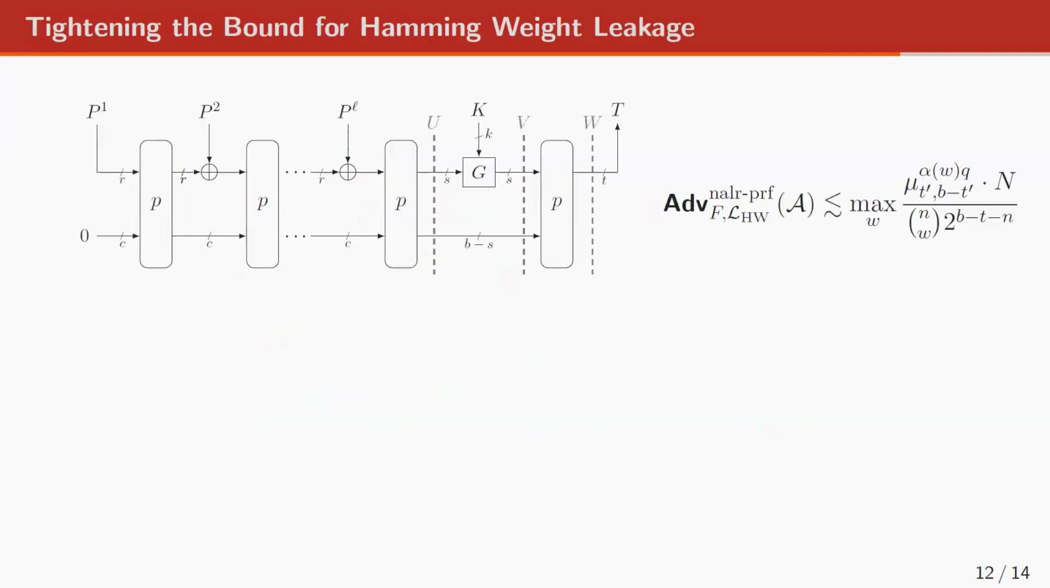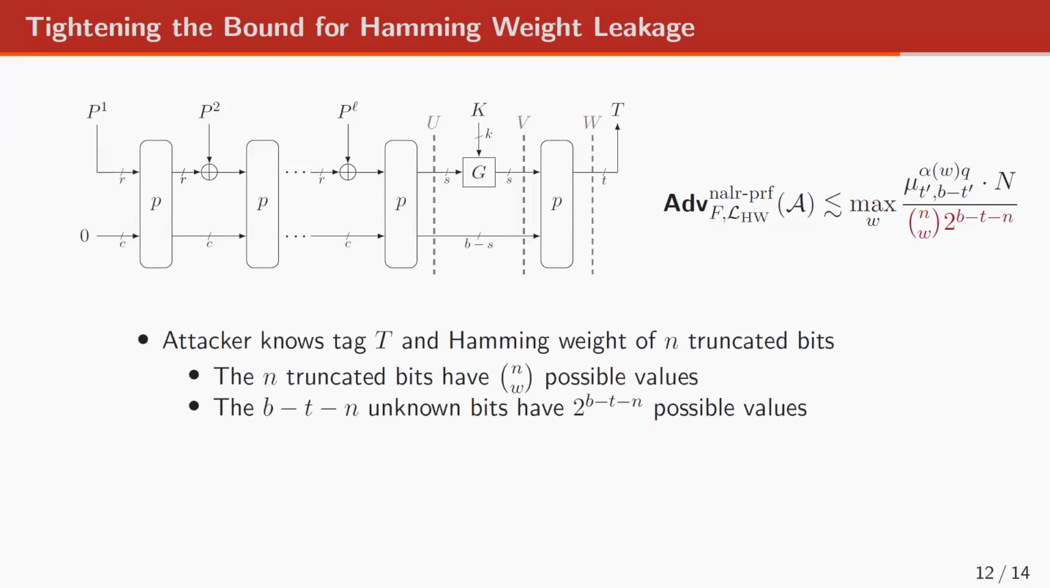So here on the slide, you see the tightened bound, which is quite different from the fixed position leakage bound, but I'll go over the changes one by one. First, the denominator. The attacker now knows the tag and the Hamming weight of n unknown bits. And we get that there are n choose W times 2 to the power b minus t minus n possibilities.